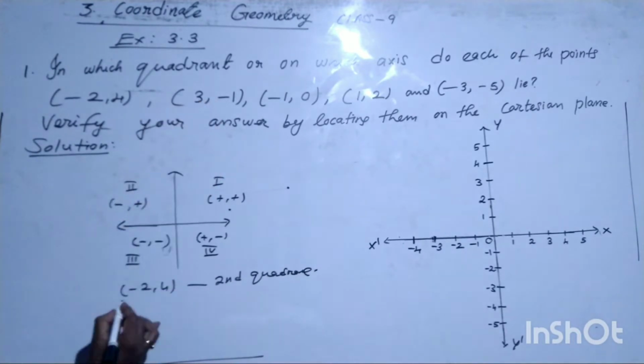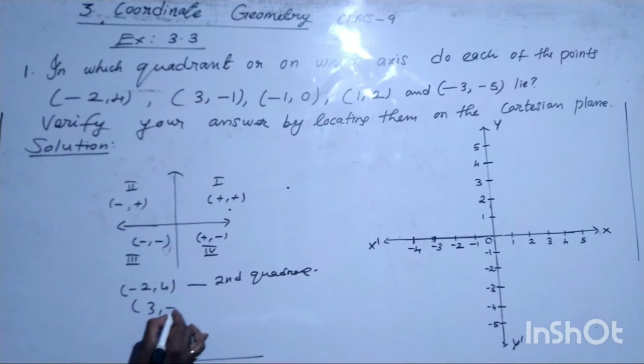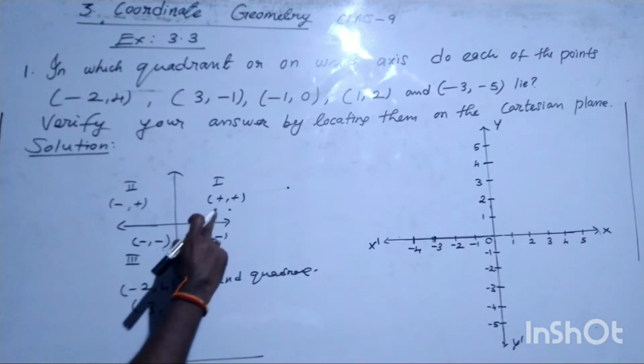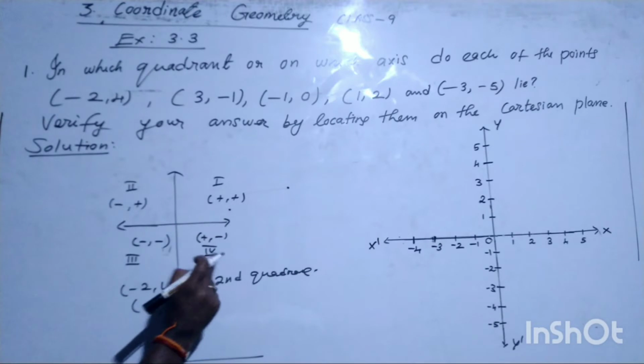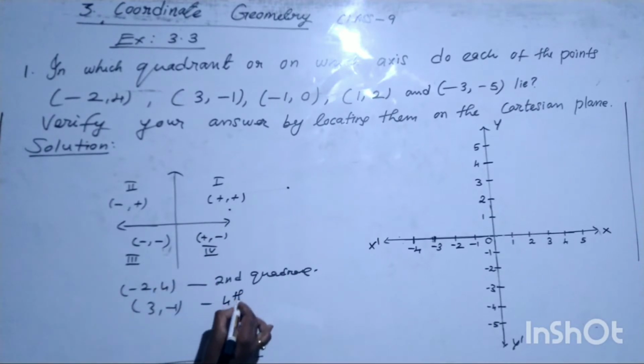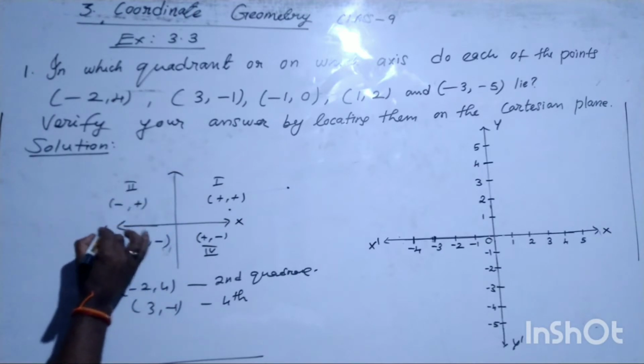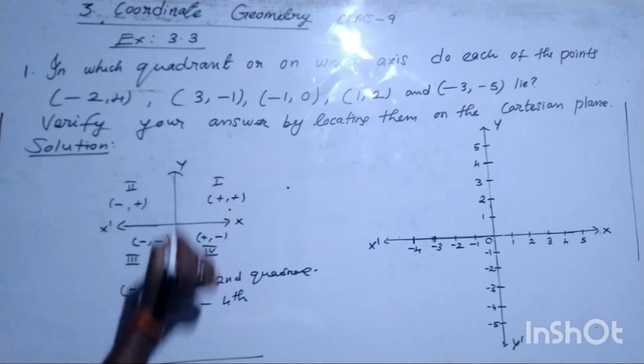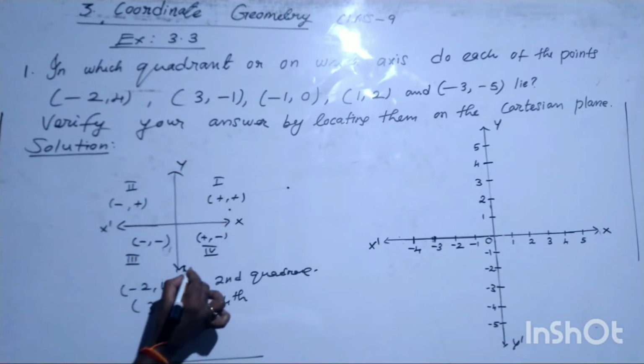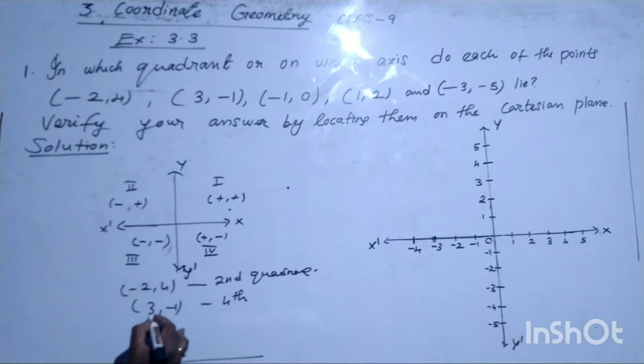Plus comma minus. So 3 comma minus 1. Plus comma minus is the fourth quadrant. Here x is positive, y is negative. Now we know, plus comma minus, fourth quadrant.